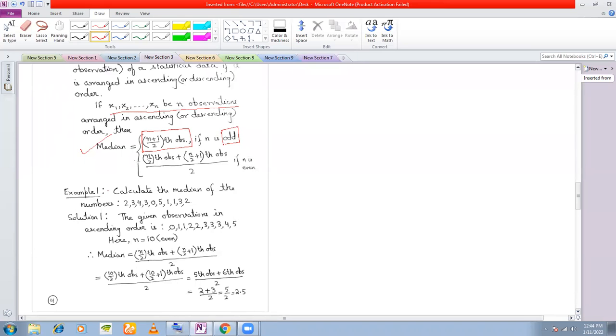If, however, you find out that the number of observations given to you is even, let us say 10 observations are given to you, 10 is an even number, then you are going to calculate the median with the help of this n by 2th observation plus n by 2 plus 1th observation. Now let's see how to apply this formula. Okay, let us see the first example. The question is calculate the median of these numbers.